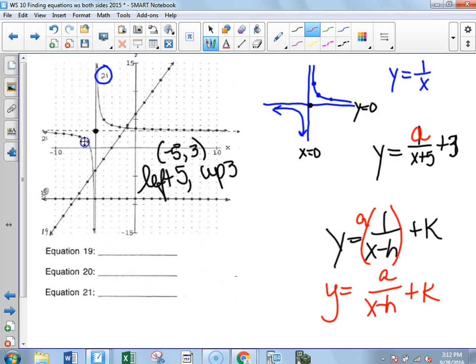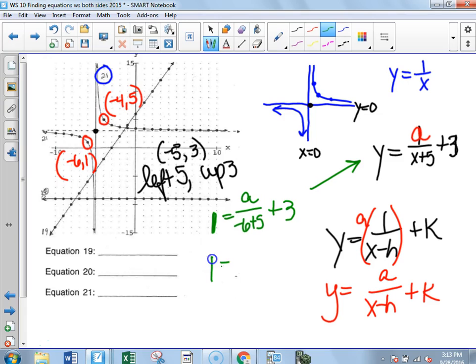I got 12 different answers. Is this one -6, 1? Or this one is -4, 5? Either one should work. Okay. All right. I'm going to go back and plug it in here. Which one do you want me to use? Doesn't matter. If I use -6, 1, I get this, which is A over -1 plus 3. Or 1 equals -A plus 3, which would be A equals 2. Did somebody try it with the other point and get A equals 2?